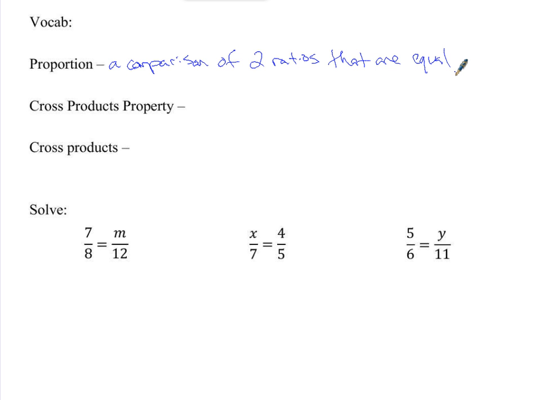Your general proportions are going to look like this. A over B equals C over D. And that could be numbers, it could be letters, it could be an entire expression, but that's generally what a proportion looks like. What's the cross products property? Anybody know that one?